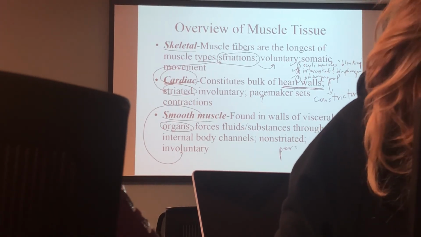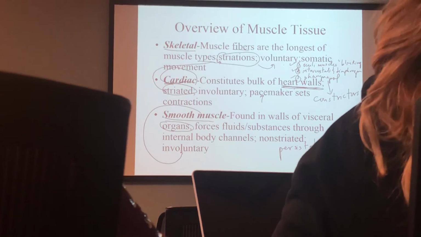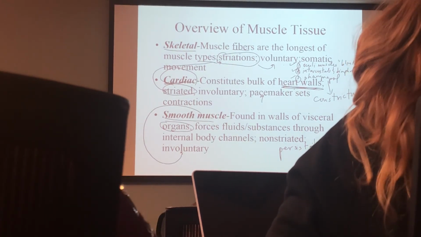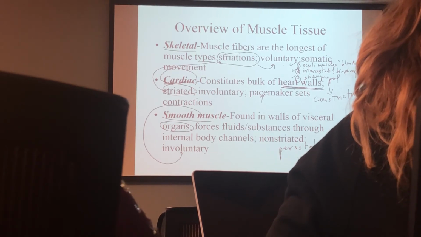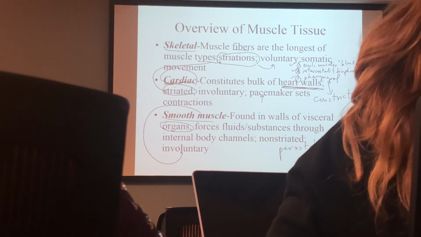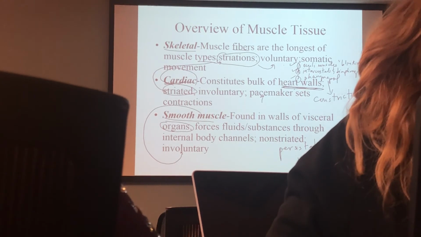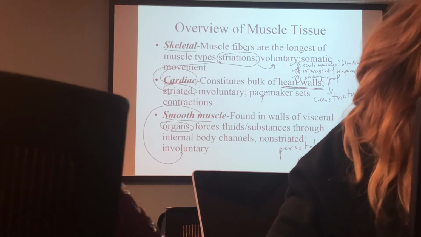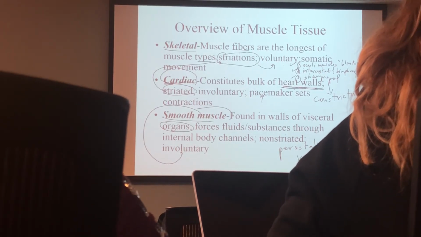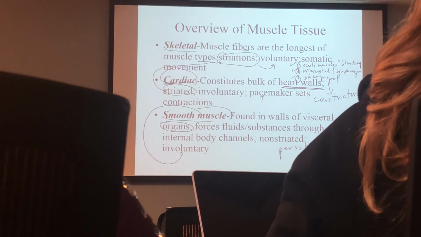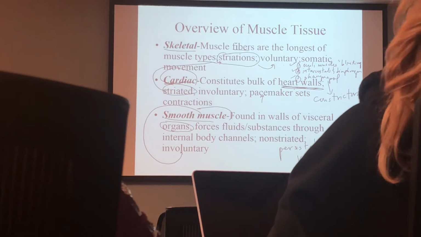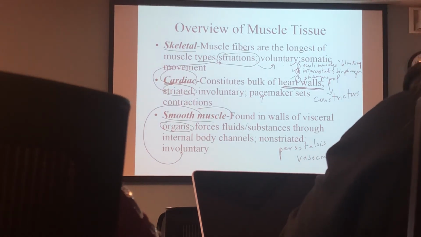This muscle is involved in what? Ever heard of peristalsis? The movement of foodstuff through the gut tube, right? What else? Ever heard of vasoconstriction? Blood vessels doing this, right? The walls of blood vessels have smooth muscle. You don't have control of that. That's autonomic. Okay, so that's your overview of the muscle tissue that you find in the body, and it does have ties to the nervous system also.